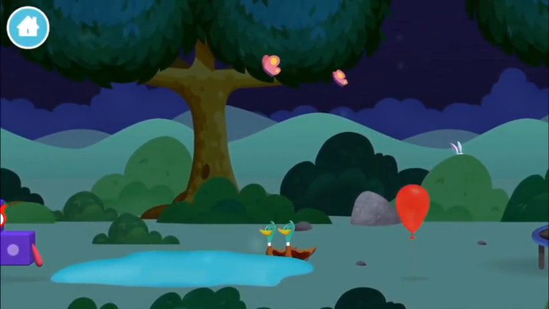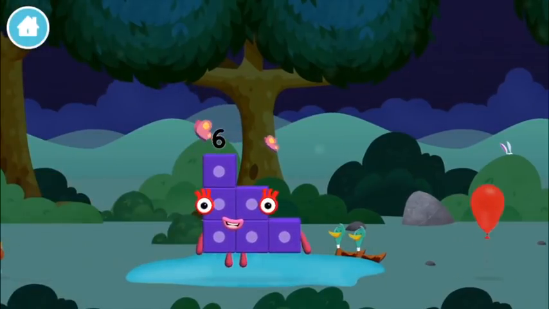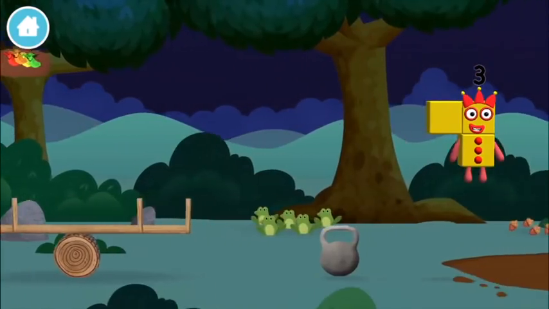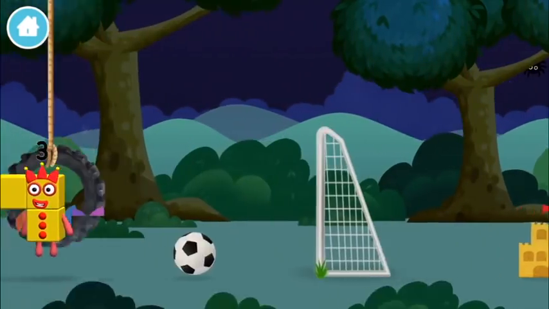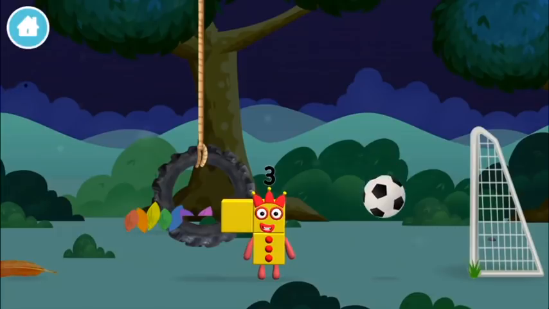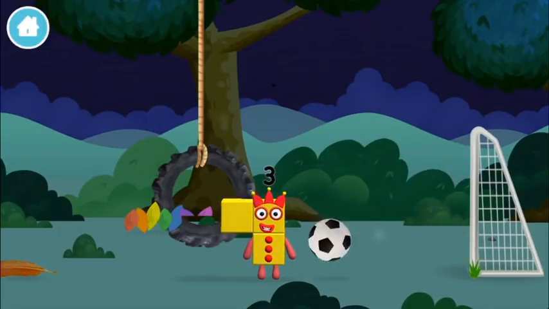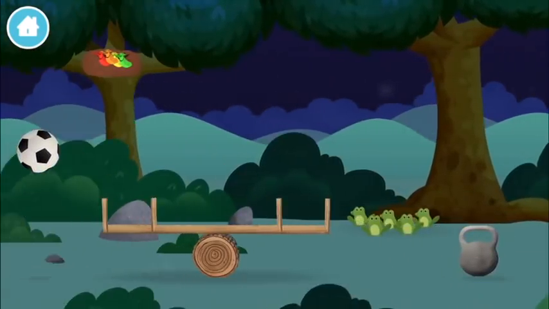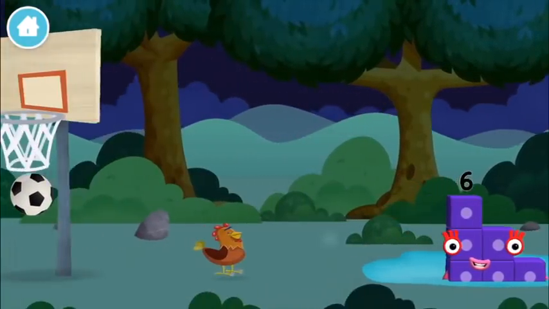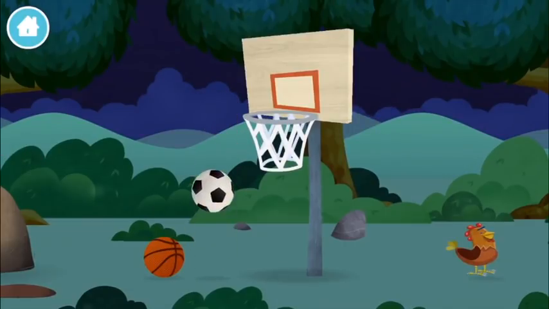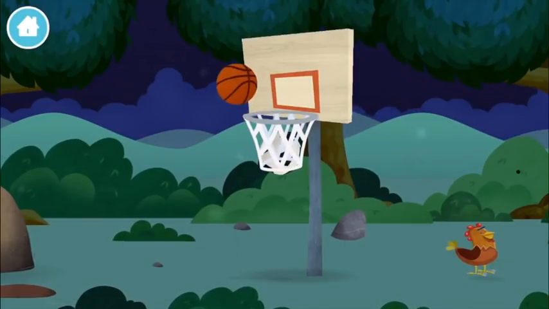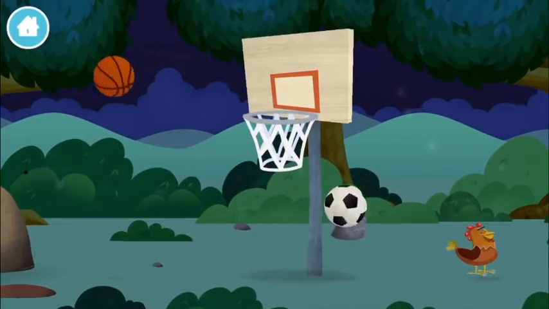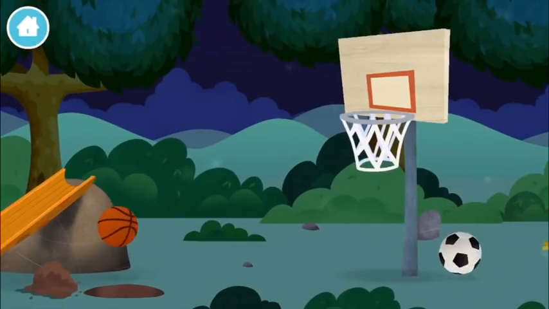One. Two ducks swimming in a pond. Football. A football. A football. A basketball. A basket. A football. A basketball.